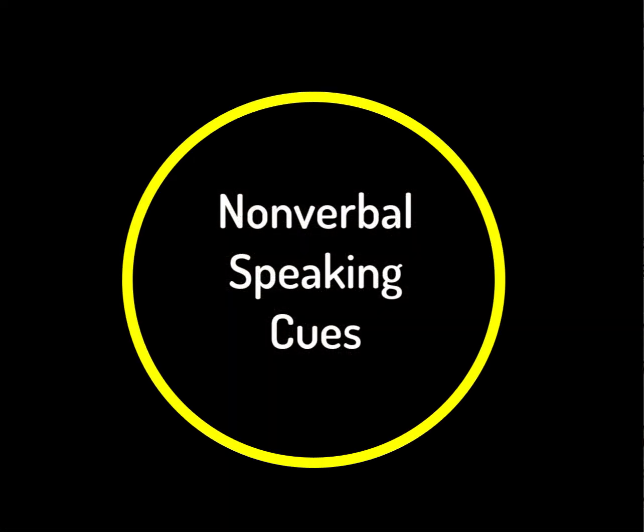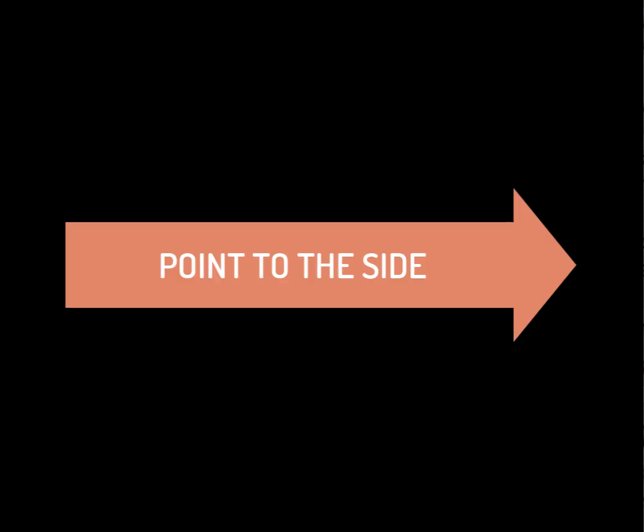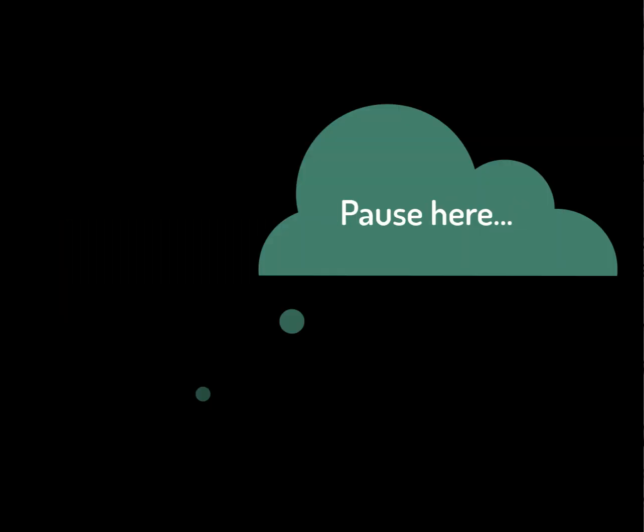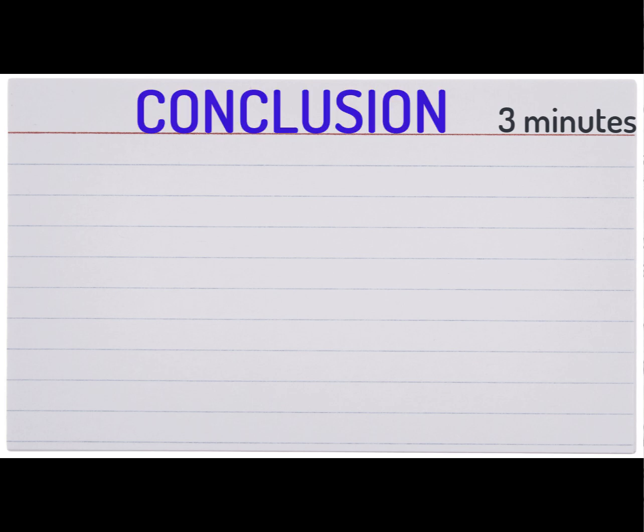Finally, be sure to add nonverbal speaking cues. Things like slow down or point to the side, breathe, or pause here. Bracketing these cues or writing them in a different color off to the side or the margin will help separate your speech content from your delivery notes. Putting time cues on the top of each card will also help with the delivery part, so you know where you're supposed to be at the conclusion when you get to 3 minutes, for example.